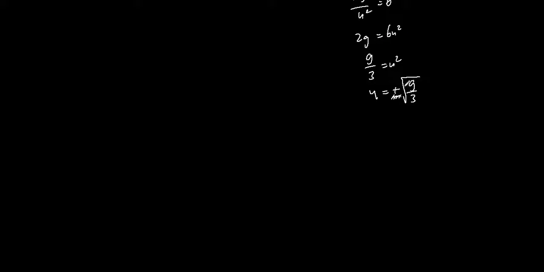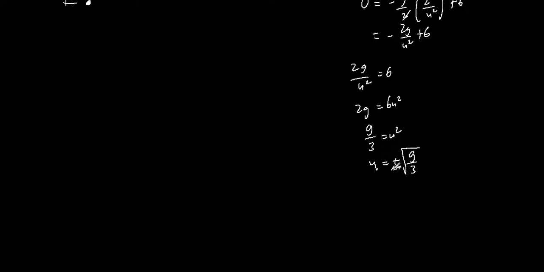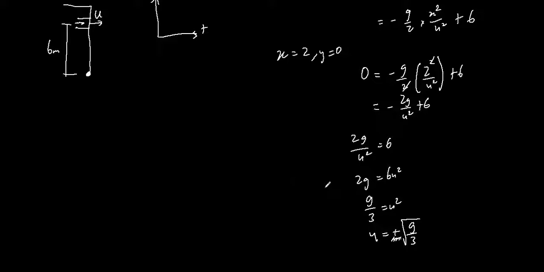You would have to type this up in the calculator. Remember, we let g is equal to 10. And so then you just type this up in the calculator and then round to 1 decimal place, and you'll be done with this question.